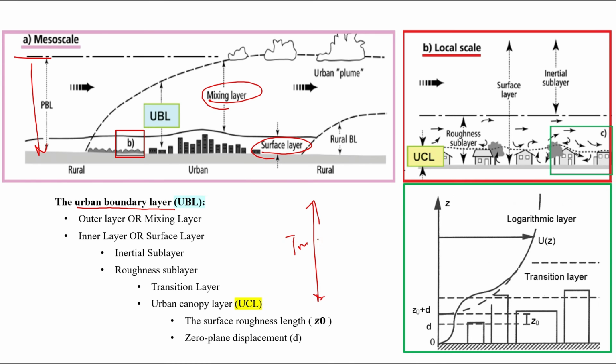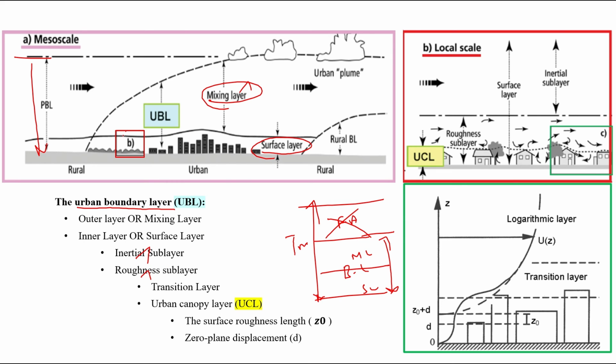Within the troposphere, we have the free atmosphere and the boundary layer. This we leave. Within this boundary layer, based on the wind speed profile, first they are dividing this into the mixing layer and the surface layer. Then the surface layer is further divided into the inertial sublayer and the roughness sublayer.